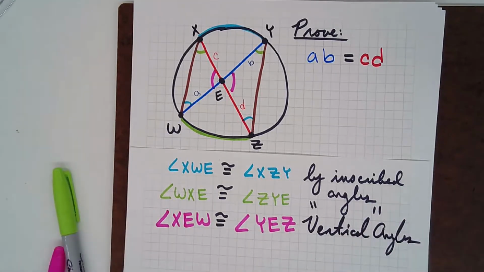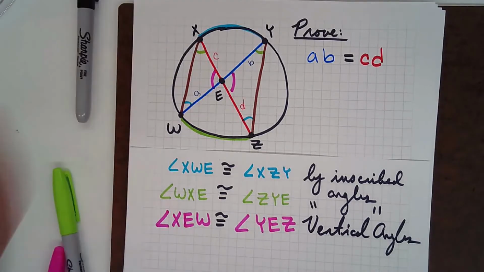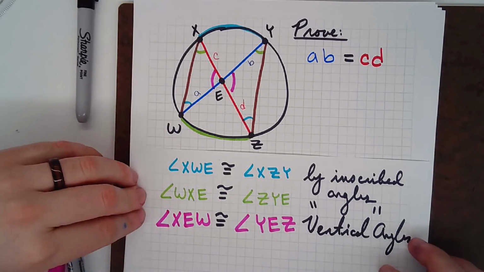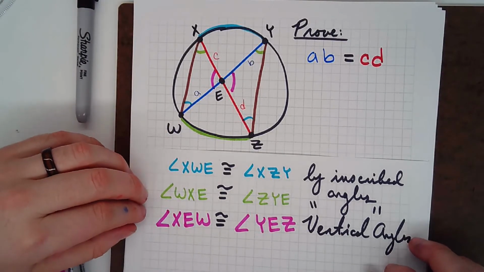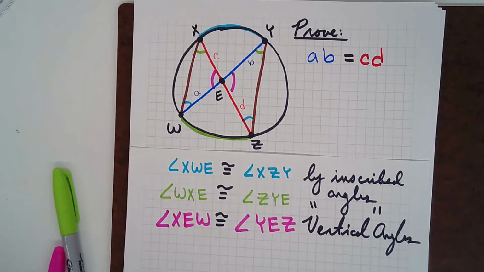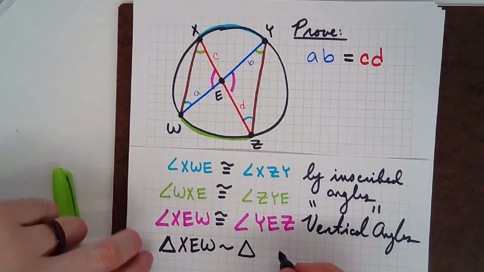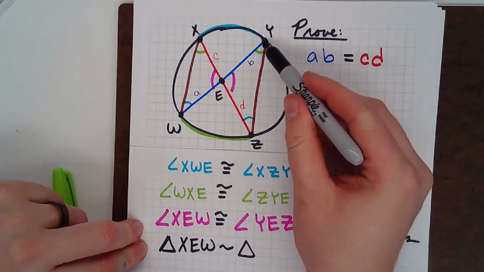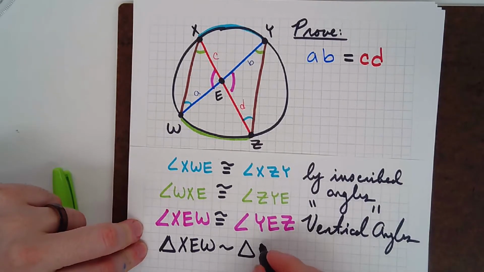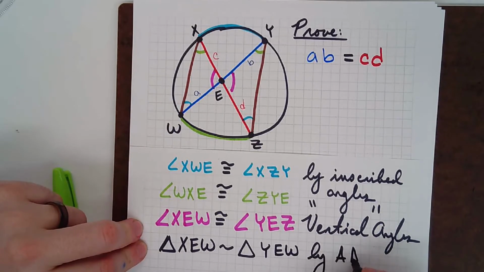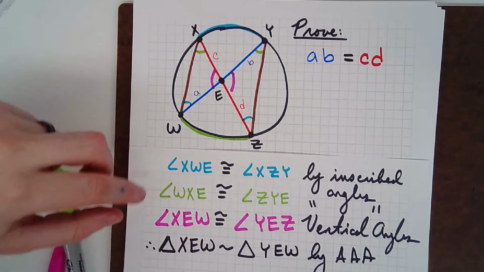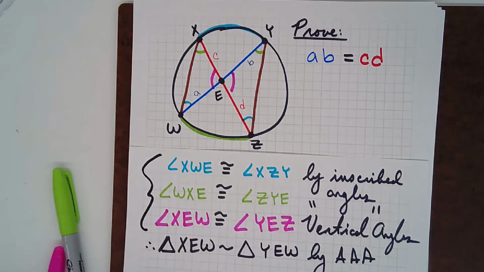Now that we have all three angles set up, we can say that the triangles are similar by AAA. So I'm going to say that now. We know that triangle XEW is similar to triangle YEZ by angle, angle, angle. And we know that because of the above. Those are our three angles in the angle, angle, angle.